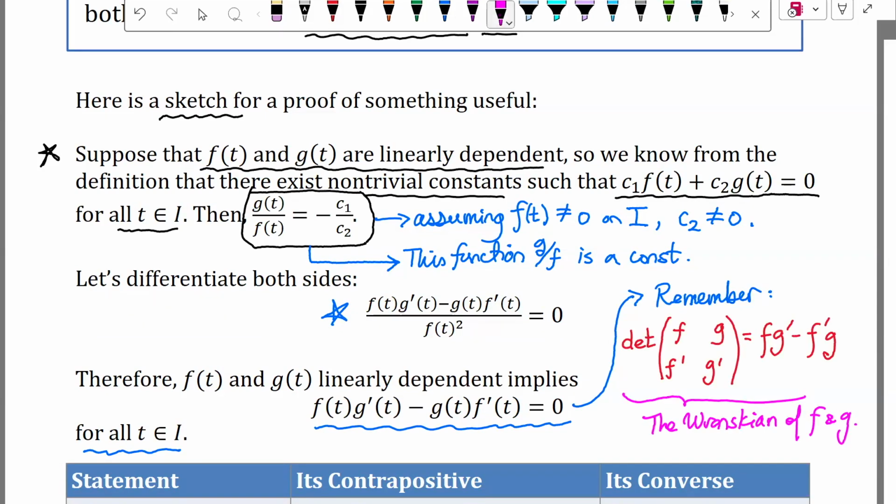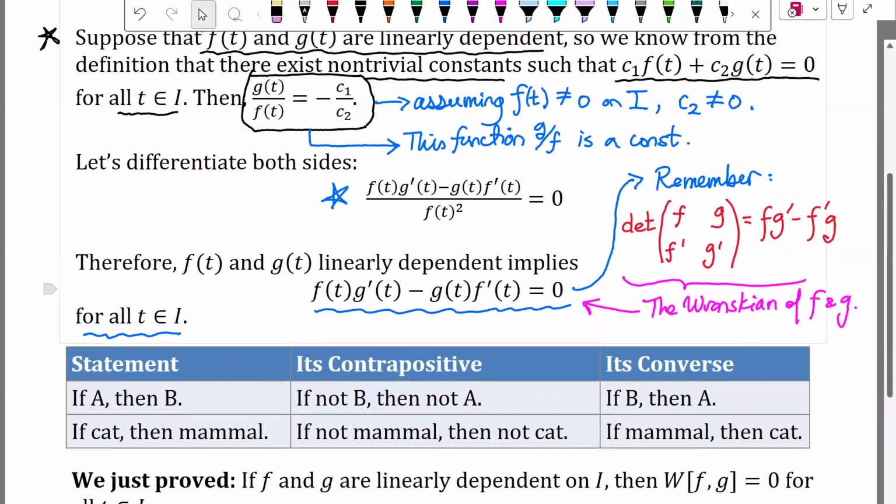So what have we seen here? We started with two linearly dependent functions, and we showed that their Wronskian ends up being 0. Now, just a brief reminder of logic. If A, then B, so if f and g are linearly dependent, then the Wronskian is 0, has a contrapositive that is also true. If not B, then not A. But the converse is not necessarily true. If B, then A. So for example, if a cat, then a mammal. If it's not a mammal, it can't be a cat. That's not the same thing as saying if it's a mammal, it's a cat.